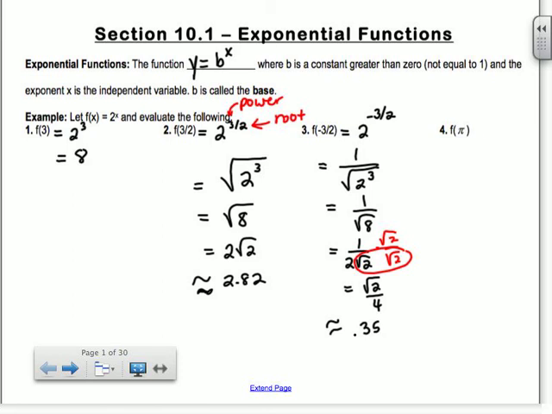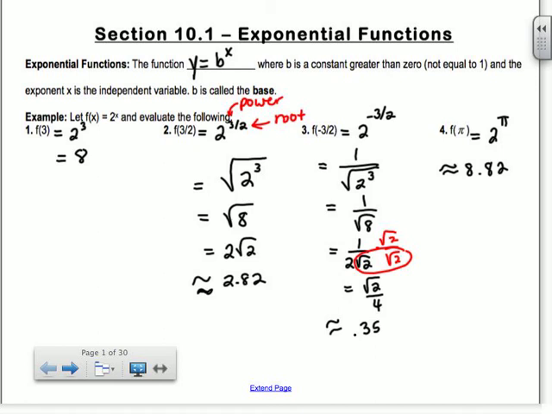And then f of pi, so we could have 2 to the pi. That's a number, so do 2 to the pi on your calculator. You get 8.82. This symbol I'm doing here is approximately. I do that whenever I round, because it has more decimal points than that, but I rounded to 2 decimal places.